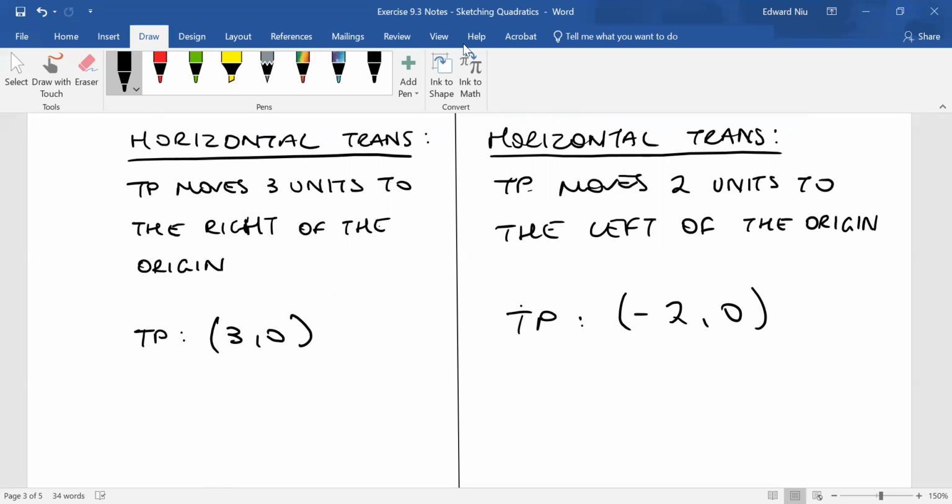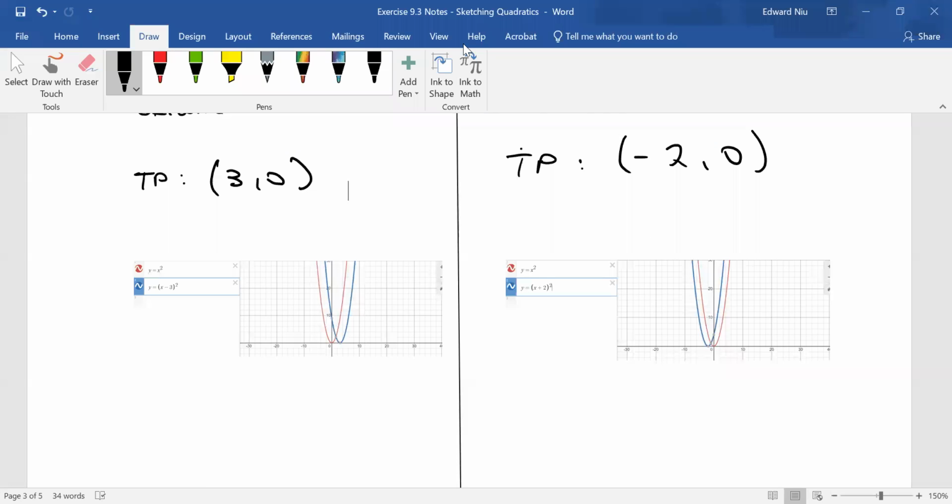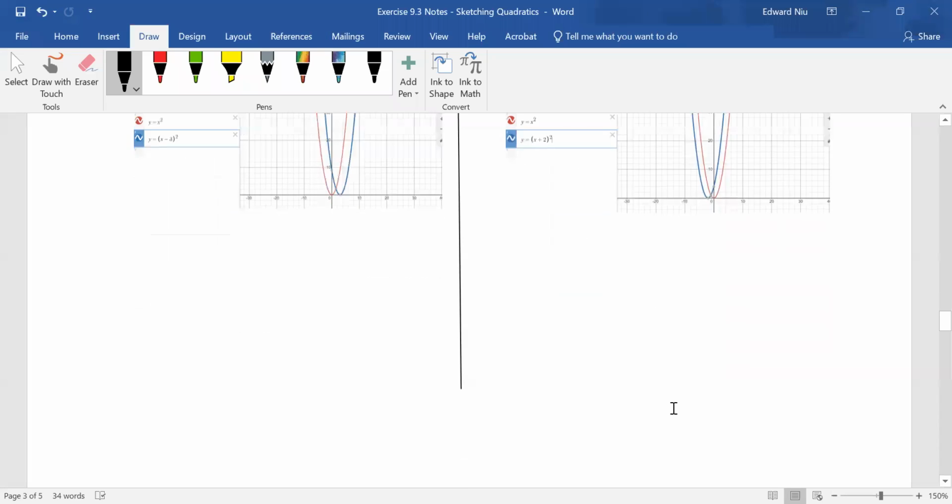Let me just put this up on Desmos so you guys can see it visually. And we're back with the graphs. So here you can see y equals brackets x take away 3 squared. It's shifted the turning point 3 units to the right of the origin. Here in example B, we've got y equals brackets x plus 2 squared. So now we've got a -2 in the x value of the turning point, and the y value stays 0.